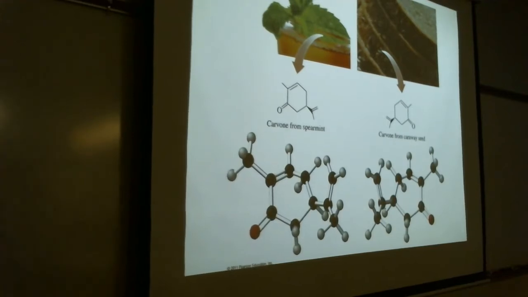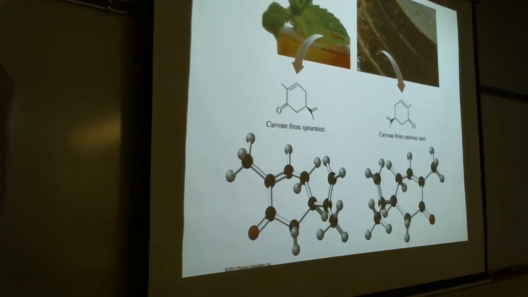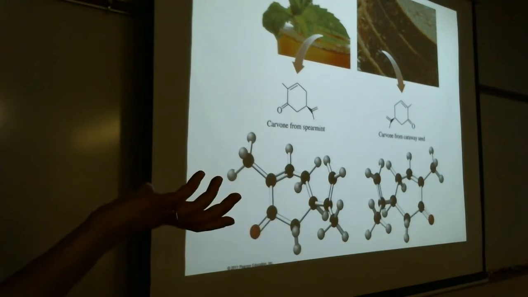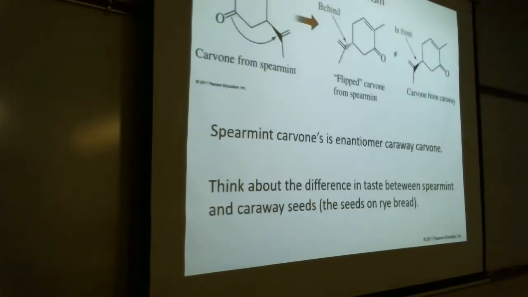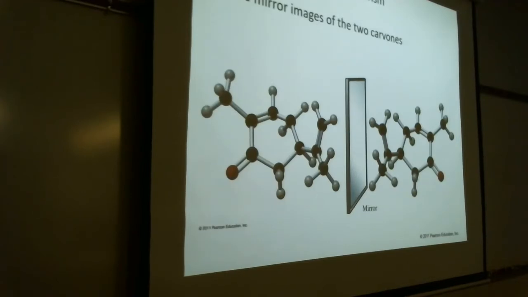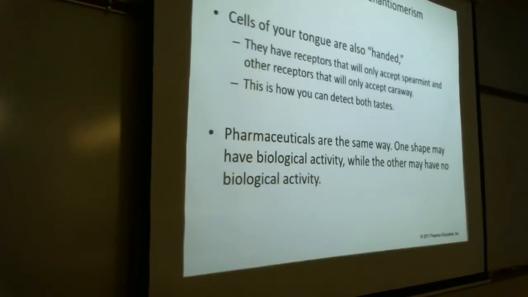The neat thing about it is you have taste receptors, one accepts the spearmint, one accepts caraway. It's kind of crazy to think about the fact that you can identify those two as a living thing. We can actually identify a difference between what the spearmint tastes like and what the caraway seed tastes like. This is what I was just talking about. Your brain can actually distinguish between those two. And there's the showing of the mirror image.